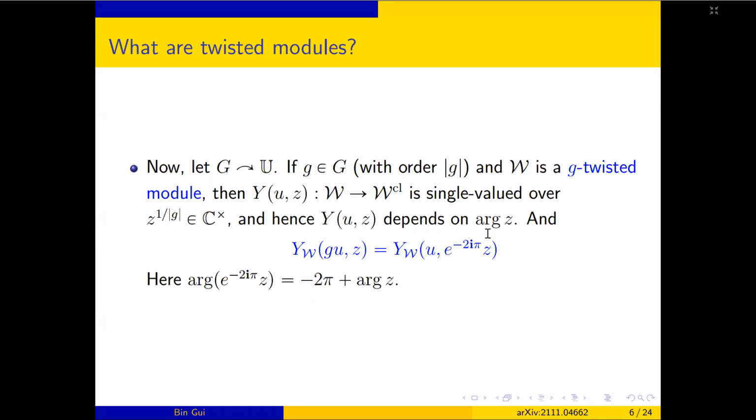And if you move z around the origin clockwise, then the argument of z will decrease by 2 pi, and this 2 pi is contributed by the action of G. So this is the formula that points out the main difference between G-twisted modules and untwisted modules. Okay, so this is, roughly speaking, what twisted modules are.